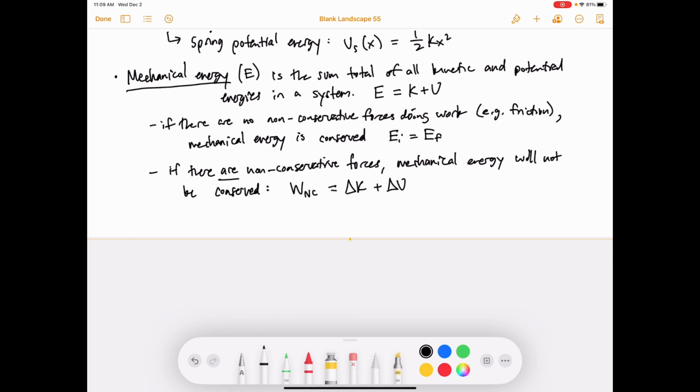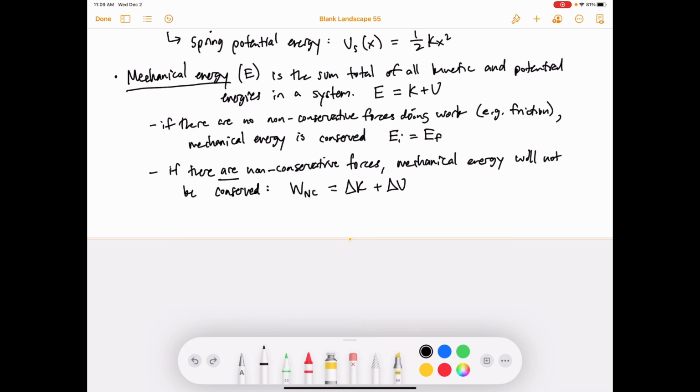So when you use energy methods to solve a problem, the first thing you should be thinking of is, do I have non-conservative forces like friction that I need to account for? If not, then I can use conservation of mechanical energy. If I do have these non-conservative forces to deal with, then I use W_NC equals delta K plus delta U.